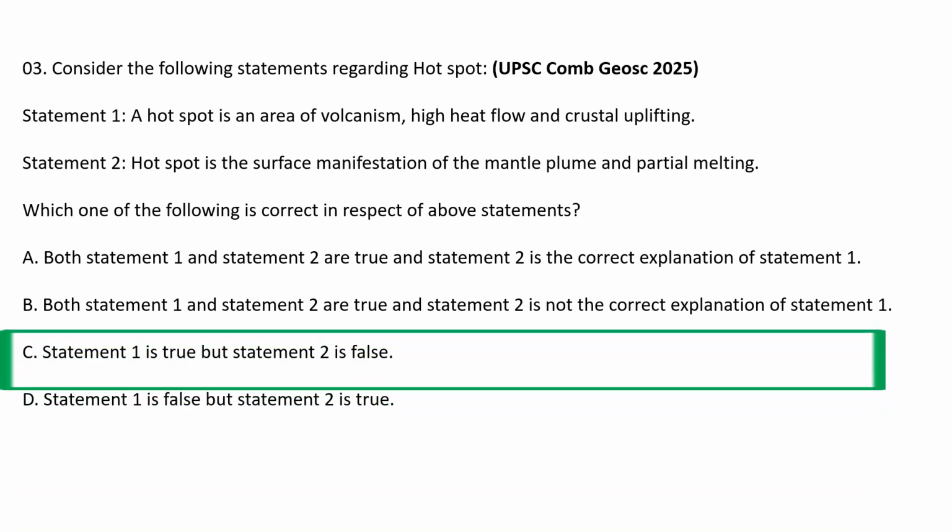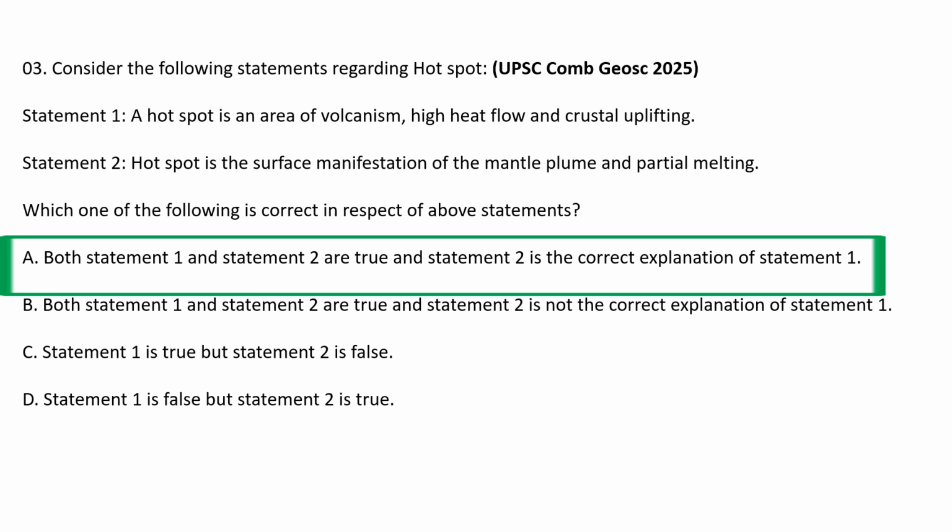So the correct option goes as A. Both statement 1 and 2 are correct and statement 2 is the correct explanation of statement 1. That means a hotspot is an area of volcanism and high heat flow and crustal uplifting, and this hotspot is a surface manifestation of the mantle plume and partial melting. So statement 2 is the correct explanation of statement 1. So that's why A is the correct option.